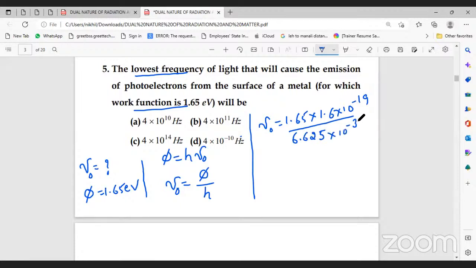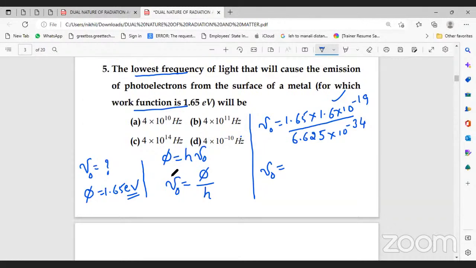6.625 into 10 power. So 1.6 is the charge of an electron, sir? Yeah, this is the charge of an electron volt only. To convert this electron volt to joule, you have to multiply by the charge of the electron. Yes, sir. So we are converting that electron volt to joule by multiplying by 1.6 into 10 power minus 19. Yeah. Okay, sir. You simplify that.